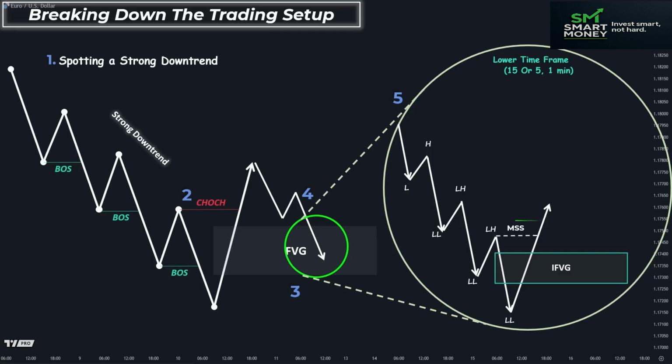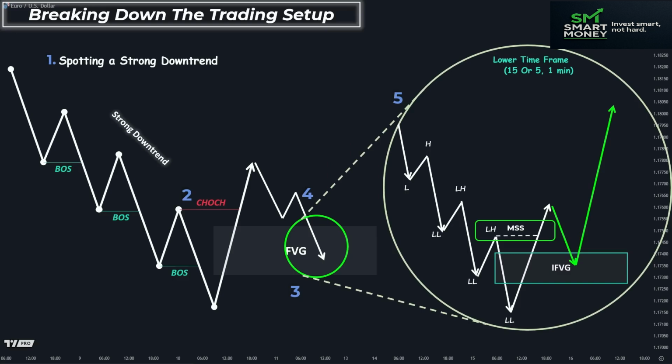If a market structure shift also occurs at the same time, that adds another powerful layer of confluence, making the setup even stronger. This market structure shift tells us that the temporary bearish move is ending and bullish momentum is likely returning. At this point, price is expected to realign with the higher time frame trend, which is now bullish. With all these confirmations in place, we can now expect that price will return to the zone of the inversion fair value gap, which now acts as a support, before continuing upward.